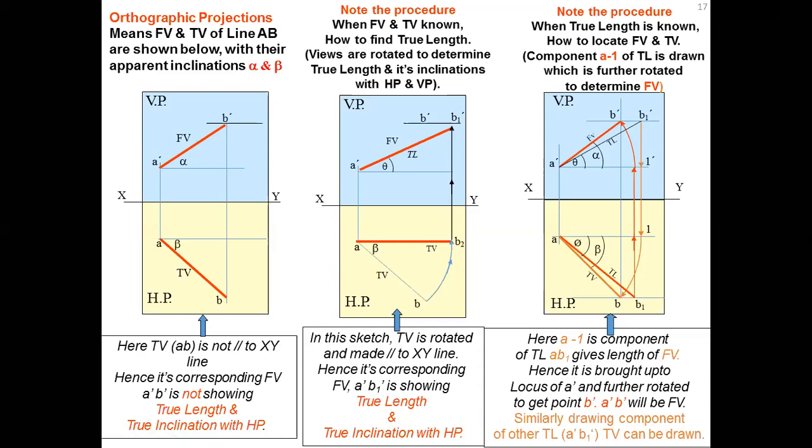This red line is inclined to HP. What you need to do is make it parallel, that is, make this red line parallel to the XY line. Take a compass, fix A, and from this point project it down up to this blue line. So you are making this inclined line a parallel line. Then, when true length is known, how to locate the front view, top view, component. When you solve the problems, we will come to know how to solve.